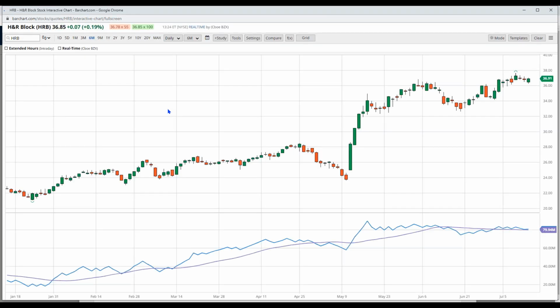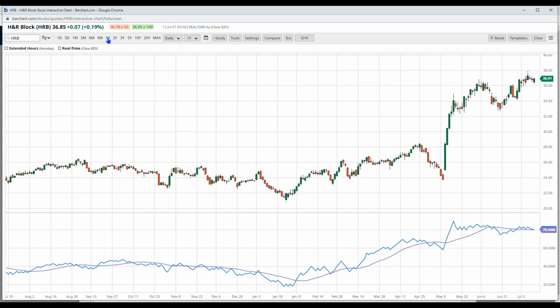Now here's H&R Block. This is the one that has been the stellar performer over the last year. Let's look, here's our 6 months, but even look at a year, you can really see it's had a big movement here since about mid-May.